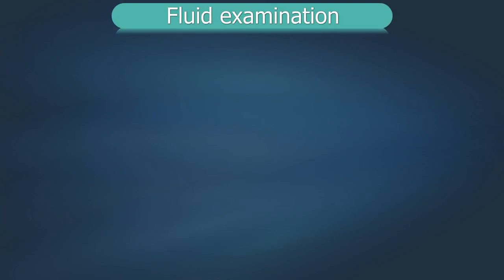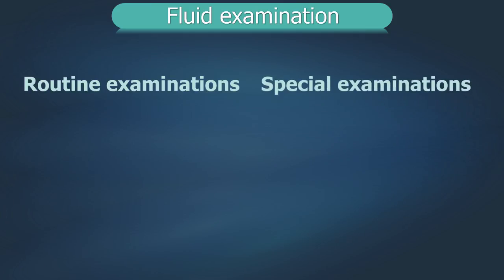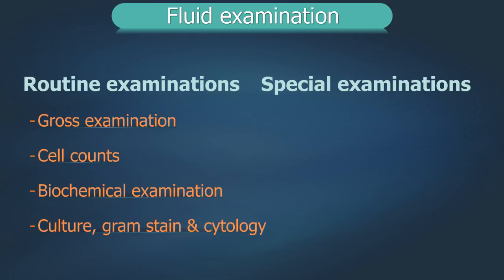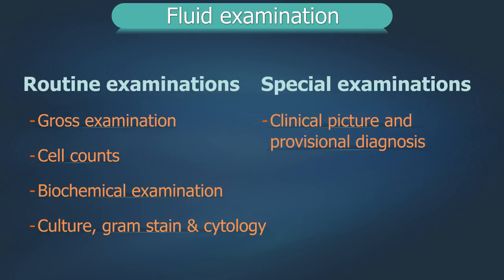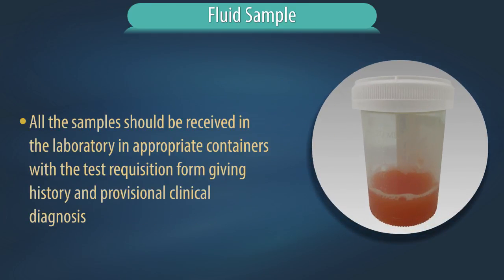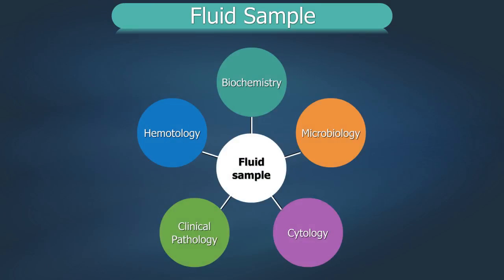Fluid examination includes routine examination and special examinations. The routine examination includes gross examination, cell counts, biochemical examination, culture, gram stain, and cytology. The special examination is defined by clinical picture and provisional diagnosis. All the samples should be received in the laboratory in appropriate containers with the test requisition form giving history and provisional clinical diagnosis.